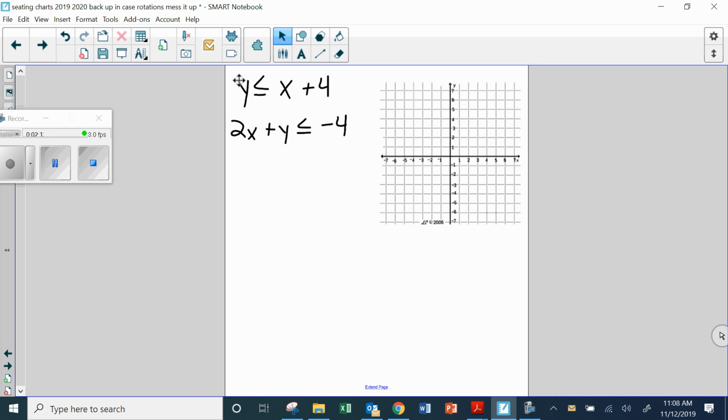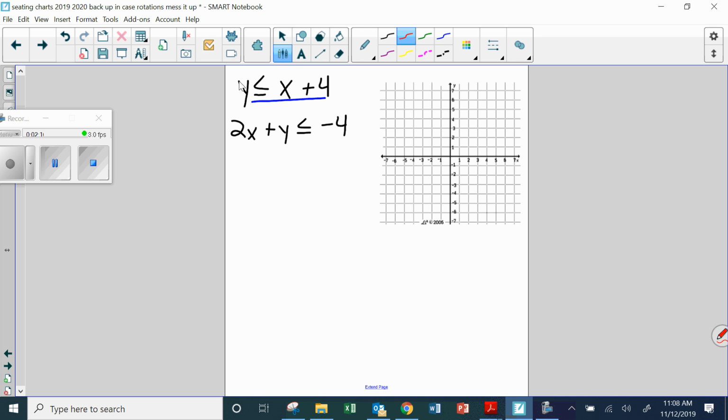All right, so the first line I'm going to do in blue. The second line I'm going to do in red. My first step, on the top equation, if you'll notice, it's already in slope-intercept form. Basically, that just means that y is all by itself. So if y is all by itself, I need to find the y-intercept and plot that on the graph.